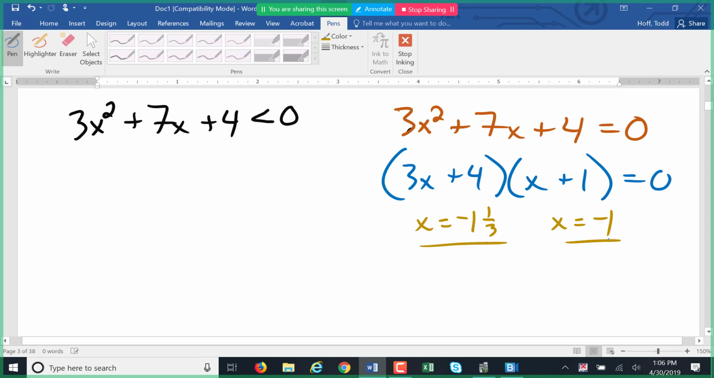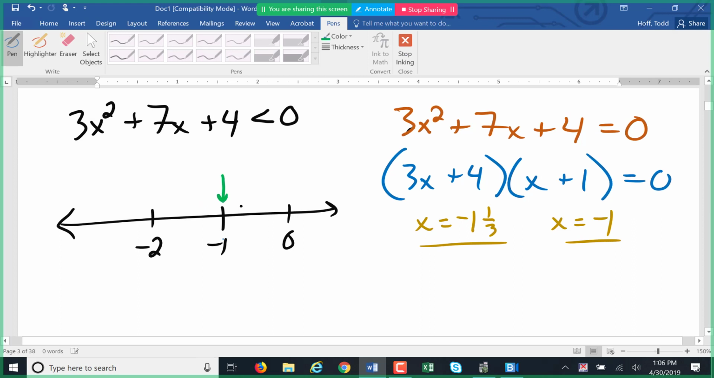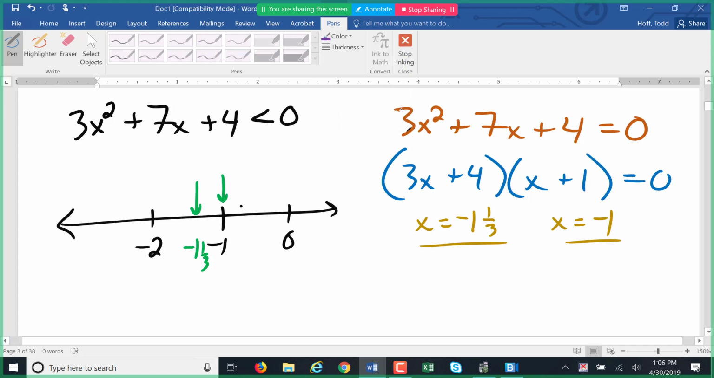Everybody good on those boundary values? Okay. So again, we have an extremely narrow range here, between negative 1 1/3 and negative 1. Between them is going to be tough to find. Negative 1.1 would be between them. So let's try that.